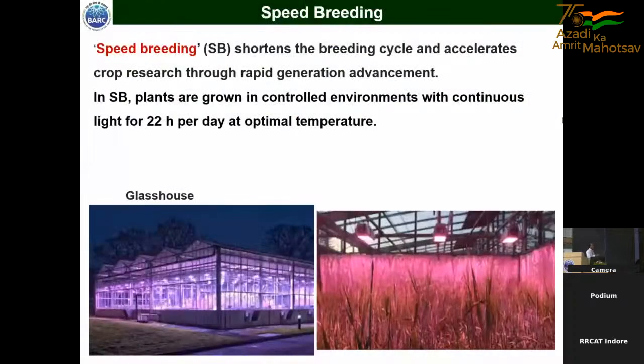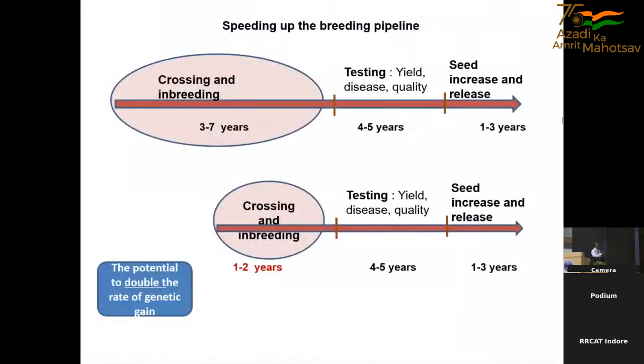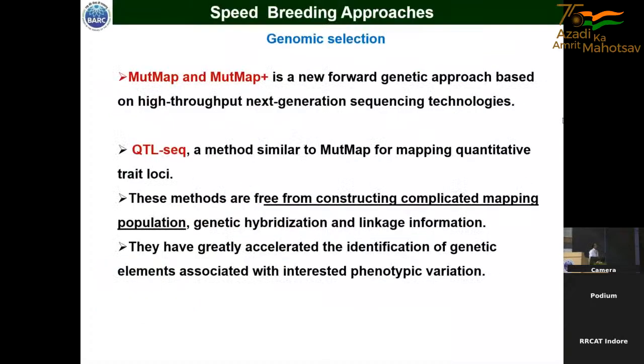Now we are going for speed breeding because, as I told you, developing crop varieties takes more time. We are using greenhouses where we grow plants in continuous light so that they can flower early. That is the idea behind this. Using this approach, we are trying to reduce the period from 3 to 7 years to 1 to 2 years, and the other parts remain the same. That is what we are doing in speed breeding.